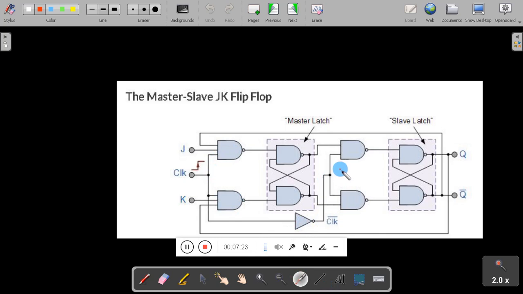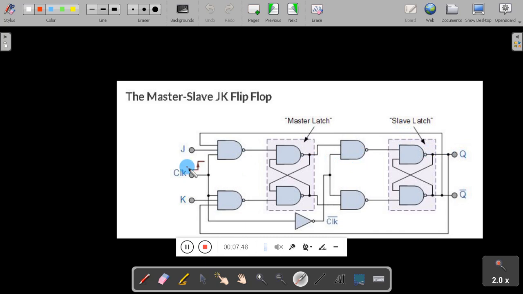Now your question comes, why are two flip-flops required if the truth table for the JK master is the same as the truth table for the slave also, and the final truth table is the same? In that case, why are two flip-flops required? Why should two flip-flops be connected like this? This is to avoid the racing condition in design problems.